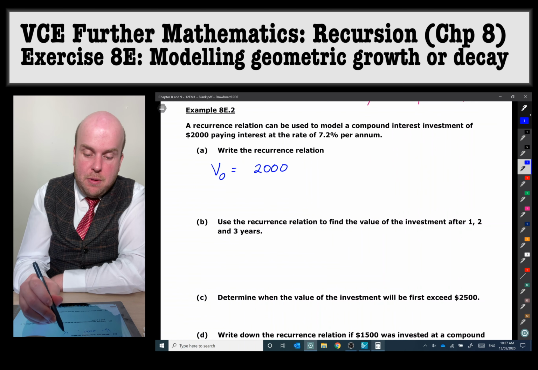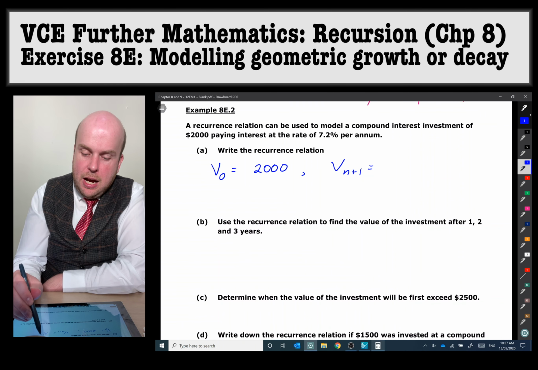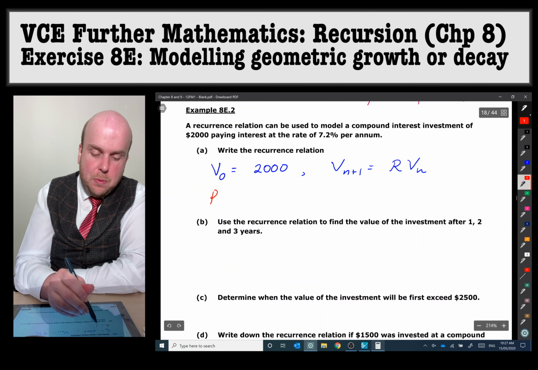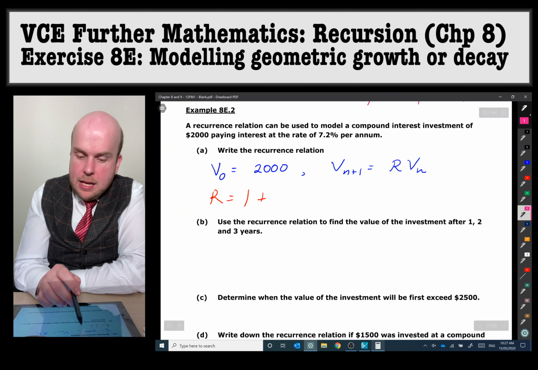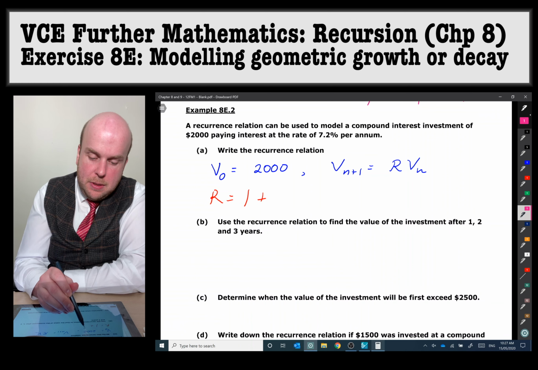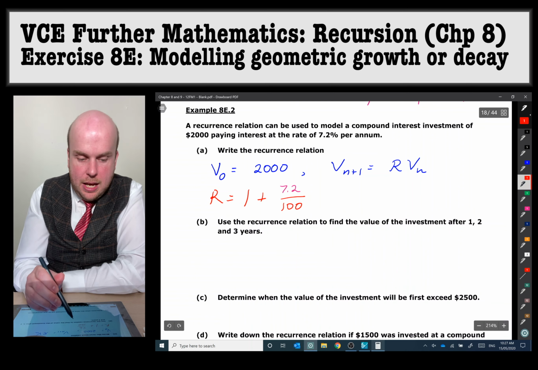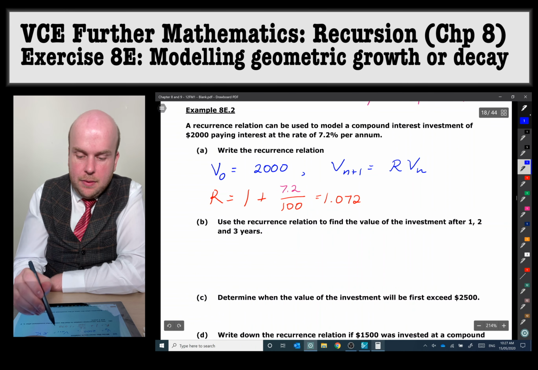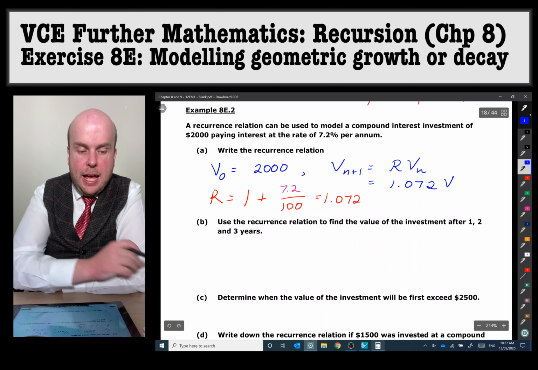And so now we just need to write the formula. So we need to do R times Vn, but we need to work out what the R is. So the R is equal to 1 plus, and what's the rate? It says there per annum, and I don't think we've changed that. So it's just going to be 7.2 over 100. And this is equal to 1.072. So therefore, the recurrence relation will be Vn plus 1 equals 1.072 Vn.